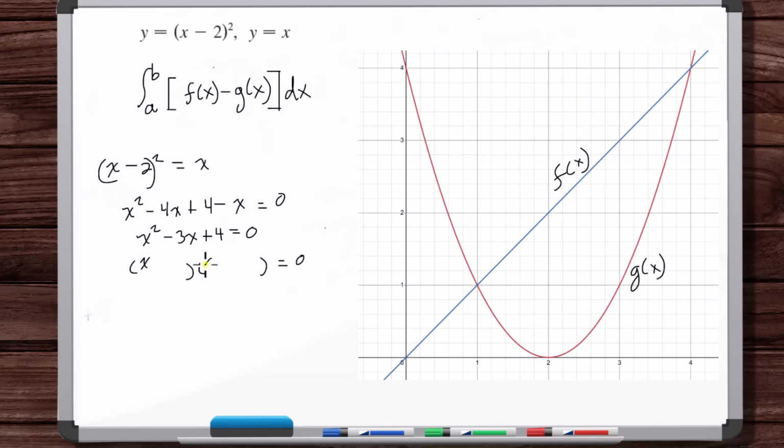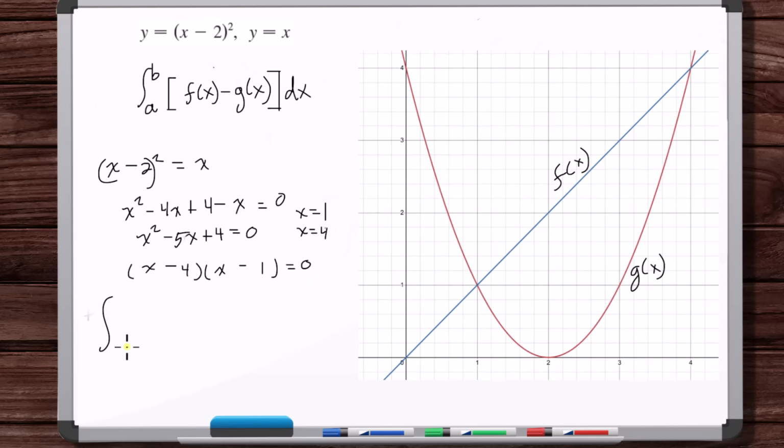Okay, so x, 4, 1, or wait, no. Minus 4x minus x is equal to minus 5. So now we've got x equals 4, 1. So yeah, x is equal to 1 and x is equal to 4. There we go. So now we can set up the integral.